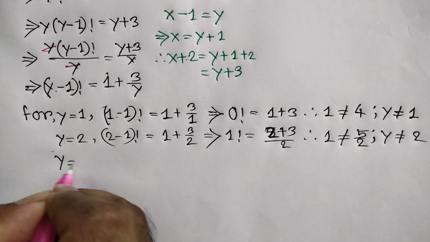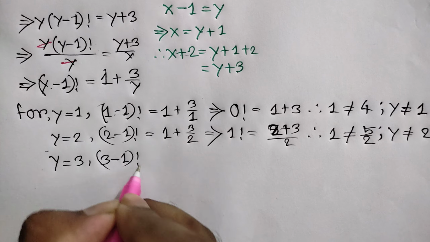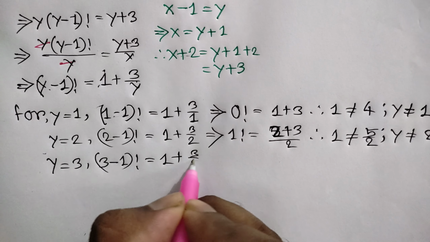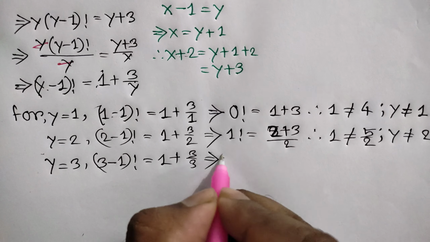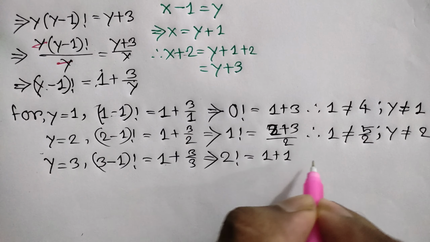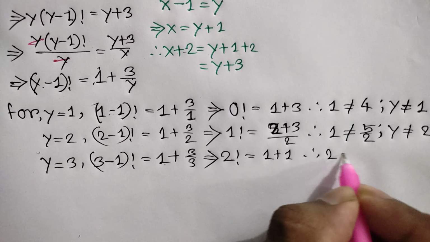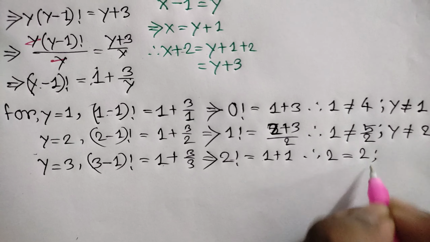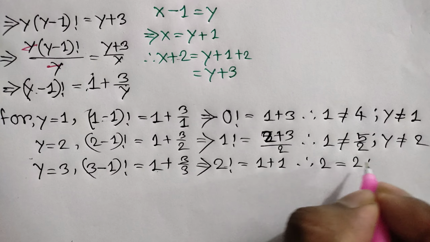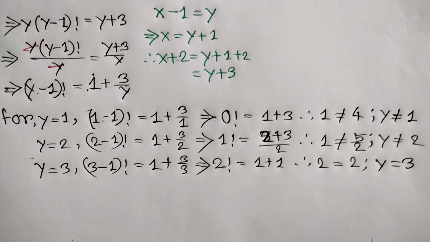Now for y is equal to 3, we can write 3 minus 1 factorial is equal to 1 plus 3 over 3, or 3 minus 1 factorial, that means 2 factorial is equal to 1 plus 1, so 2 factorial, that means 1 times 2, that means 2 is equal to 1 plus 1 is 2. So y is equal to 3 is our accepted value.